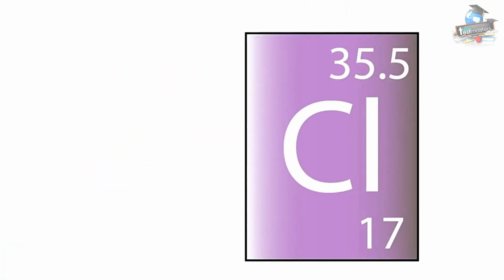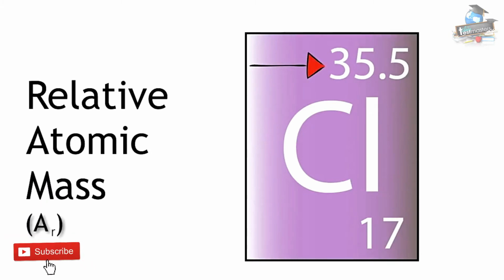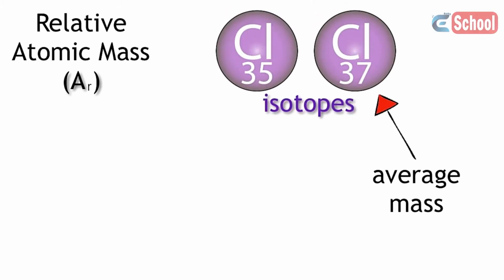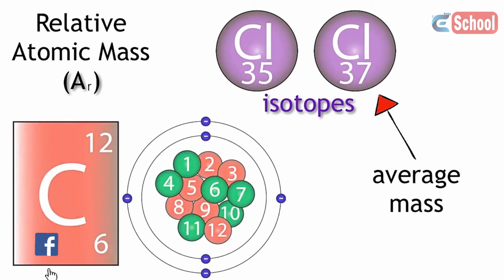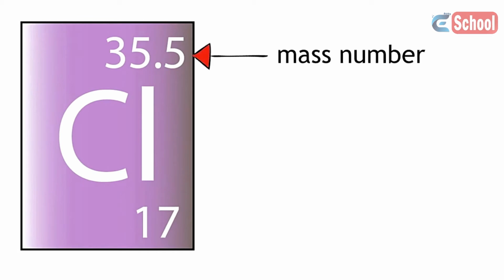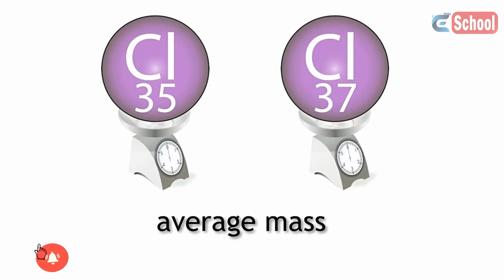The number seen on the periodic table is the relative atomic mass, or the Ar. The relative atomic mass of an element is defined as the average mass of the naturally occurring isotopes of the element relative to the mass of an atom of carbon-12. On the periodic table, it is the same number as the mass number. In basic terms, it is the average mass of the isotopic forms of the element.